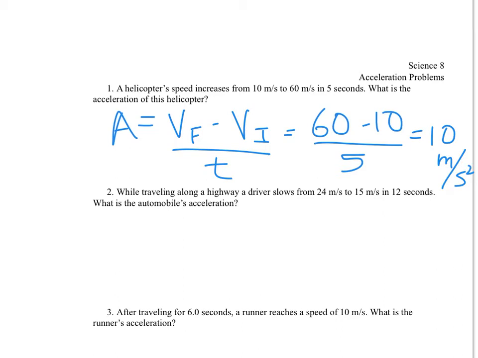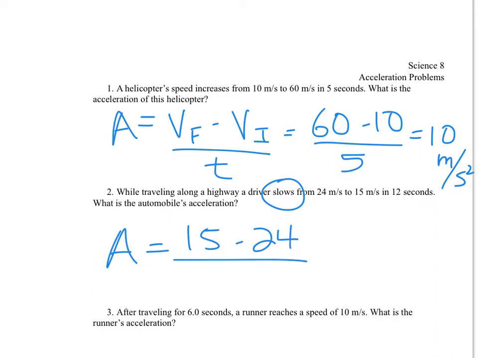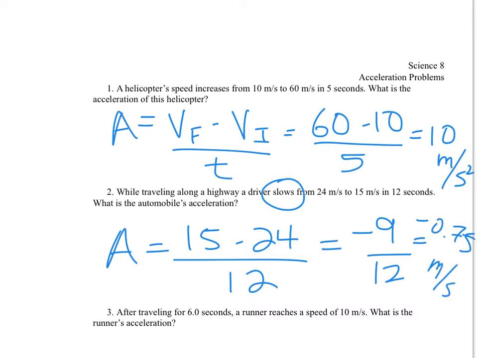Number 2, while traveling along a highway, a driver slows down. So we have that keyword from 24 to 15 in 12 seconds. So we know that this is going to be deceleration. So I'm going to skip the formula part and just put 15 minus 24 divided by 12 is negative 9 over 12, which is negative 0.75 meters per second squared.